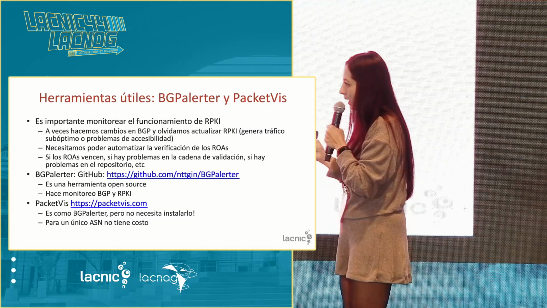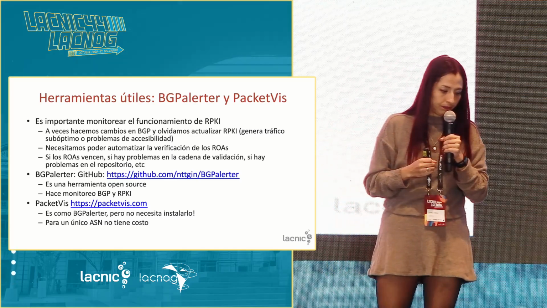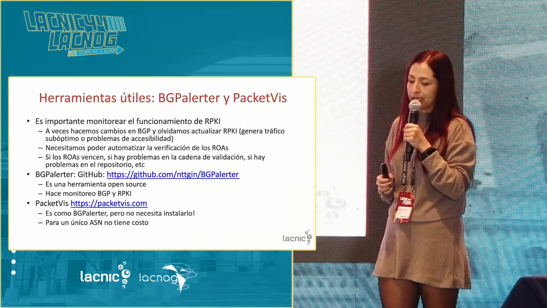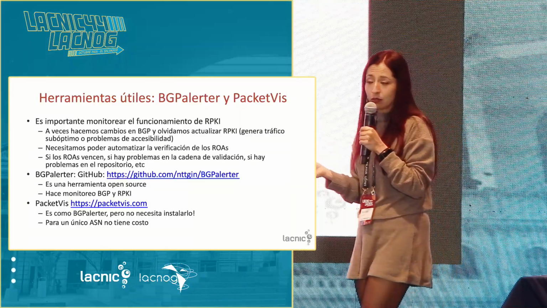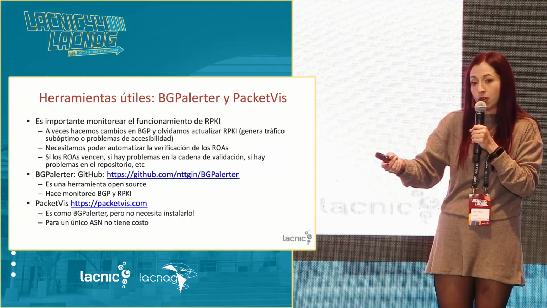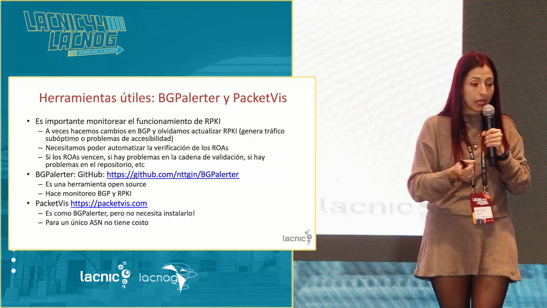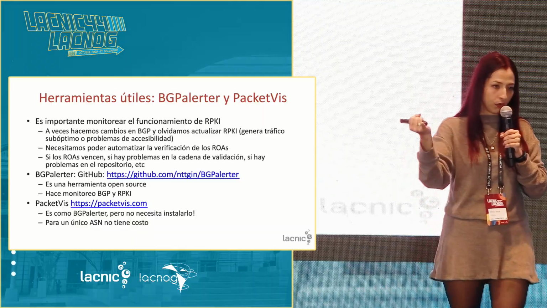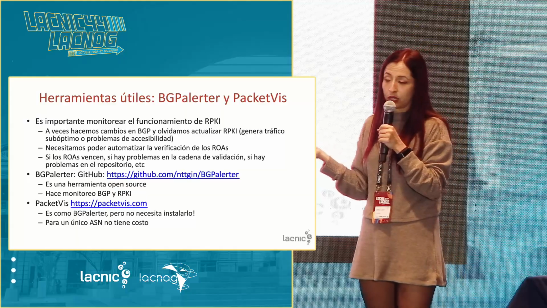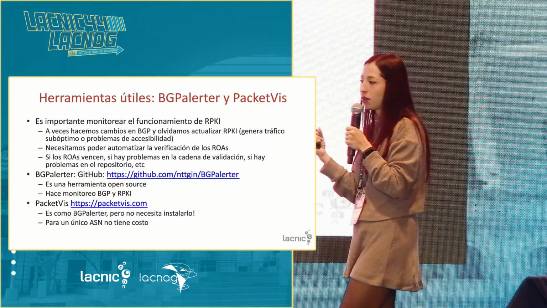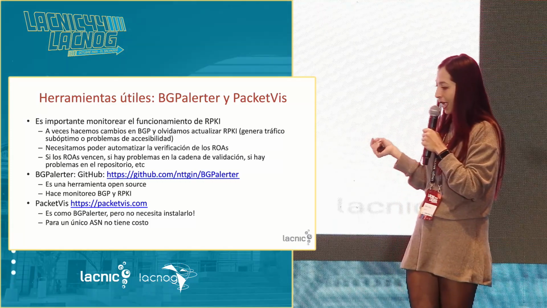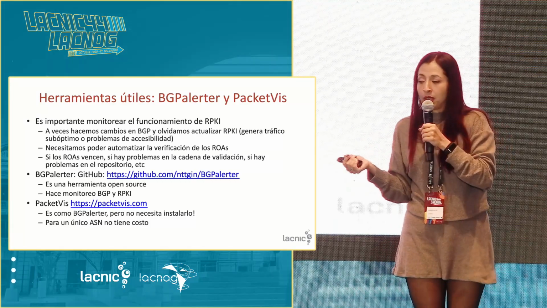has to be downloaded. It's open source, and we have to install it on a server in order to set it up and establish the monitoring system. PacketVis is a web tool where you register an autonomous system that you wish to monitor. We define how we will be receiving notifications, whether through Slack or through mail, whenever there is a noticeable change or some type of incident or update regarding our autonomous system, so that we can take action in that sense.